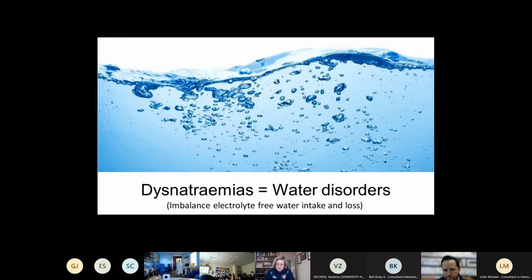Grossly speaking, these natremias are any kind of water disorders, and this is because there is an imbalance between water, the intake and the loss, and the electrolytes that are dissolving this water. So any abnormality with sodium will always reflect an abnormality in water, whereas an abnormality in potassium is going to reflect on the heart. An abnormality in calcium will reflect on muscles. Then an abnormality in sodium will be reflected in our water components, and it will have different manifestations.